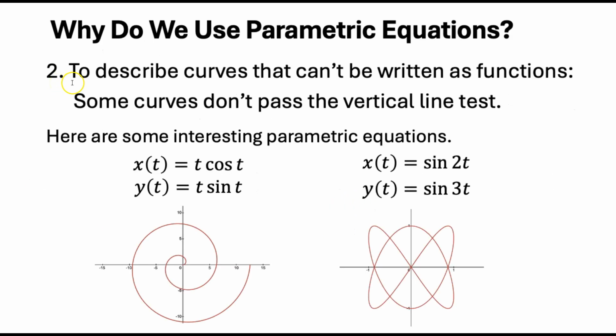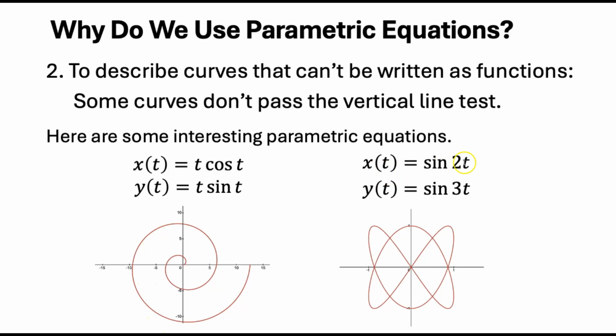Another reason to use parametric equations is to describe curves that can't be written as functions, because we know some curves don't pass the vertical line test, and that's what needs to happen to be a function. So for example, here are some interesting sets of parametric equations. x of t equals t cosine t, and y of t equals t sine t. When you graph this as a set of coordinate points, you end up with this really interesting spiral, which definitely doesn't pass the vertical line test. If we draw a vertical line in different places, we're going to cross more than one time.